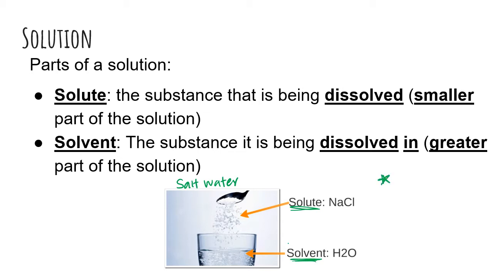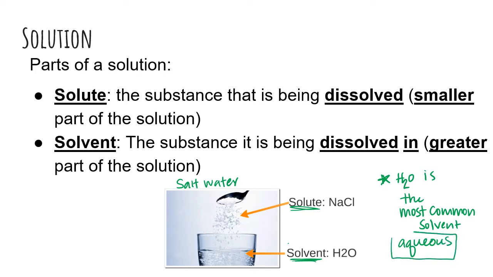I can tell you that water is the most common solvent. It is a very, very good solvent. Lots and lots of different things will dissolve in water. It's not the only solvent, but it's definitely the most common. And we've seen this before, actually. If you remember, we talked about aqueous. When we have ionic compounds dissolved in water, we call them aqueous. It's a solution. It's something dissolved in water.